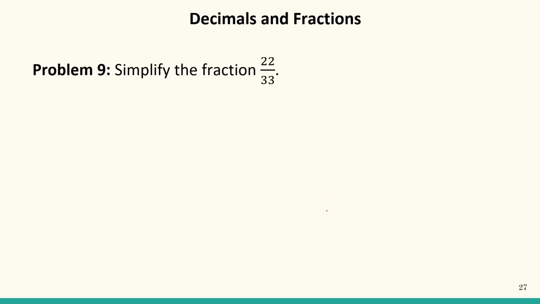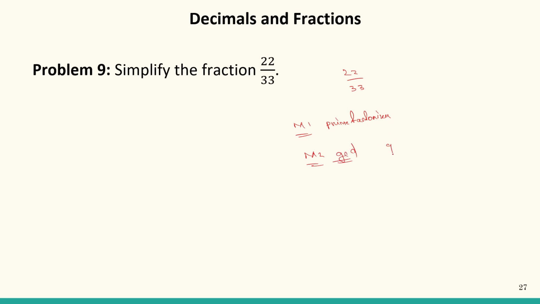So let's see problem number 9. So it tells us to simplify the fraction 22 by 33. Okay, so in order to simplify it, what we need to do is one by method 1 prime factorization, and method 2 GCD. Let's solve it first by GCD method.